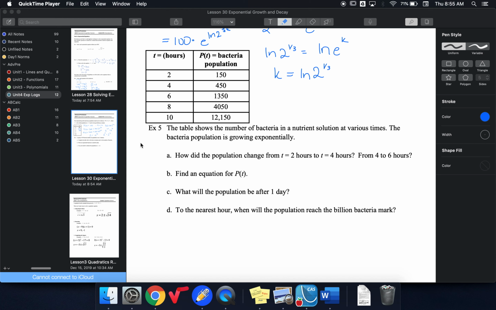All right, here we are with another growth example. So I'm looking at my data, and it seems to me that every 2 hours, because my time is going up by 2, it looks like I'm tripling. So 450 times 3 is going to give me 1350. So how did the population change? It's tripling.